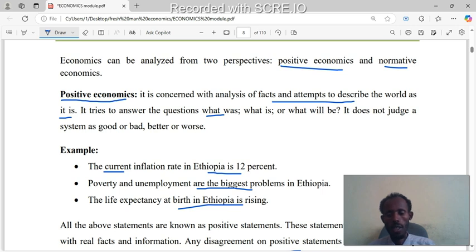The life expectancy at birth in Ethiopia is rising. Again, this only describes the life expectancy of Ethiopia. Whether it should be minimized or increased depending on the current situation is not stated. It only describes what the life expectancy is, whether it is decreasing or increasing. It is increasing. Such type of analysis is known as positive economics.